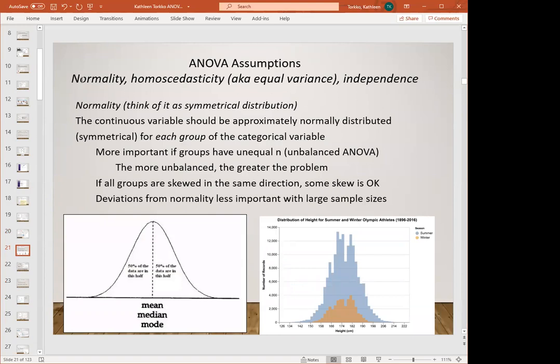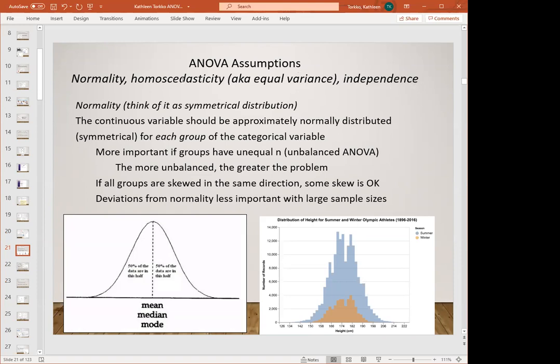There are 3 main assumptions, and these are also similar for the t-test: normality, homoscedasticity, which means all equal variances. It's a wonderful world, homoscedasticity. Its opposite is heteroscedasticity, and I challenge you to use those words in polite conversation at dinner tonight. You'll wow your friends and family. And also independence. Actually, independence is probably most important.